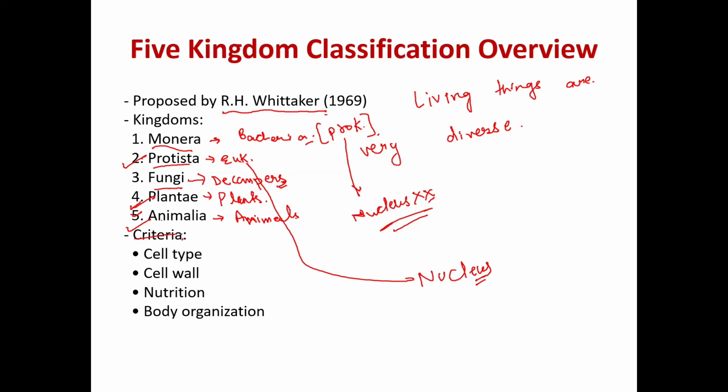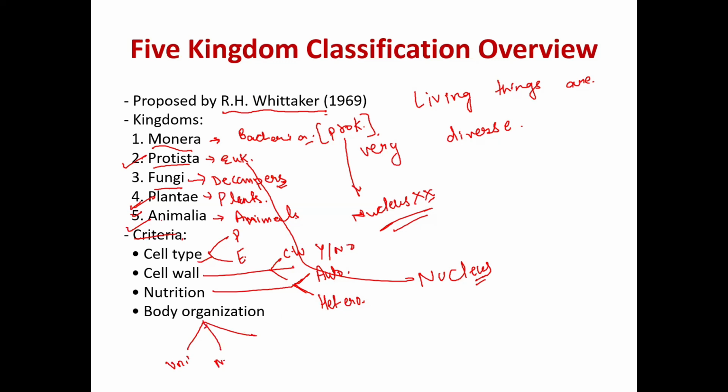So, what are the major criteria to distribute each kingdom? Cell type, either the cell is pro or eukaryote. Cell wall, either cell contains cell wall, yes or no. Nutrition type, either the organism do autotroph mode of nutrition or heterotroph mode of nutrition. Body type, either the body is unicellular, multicellular, organ level, tissue level. This is the body organization.